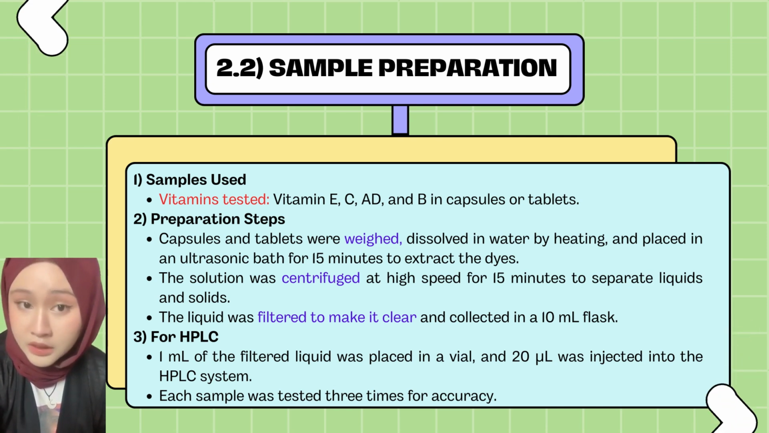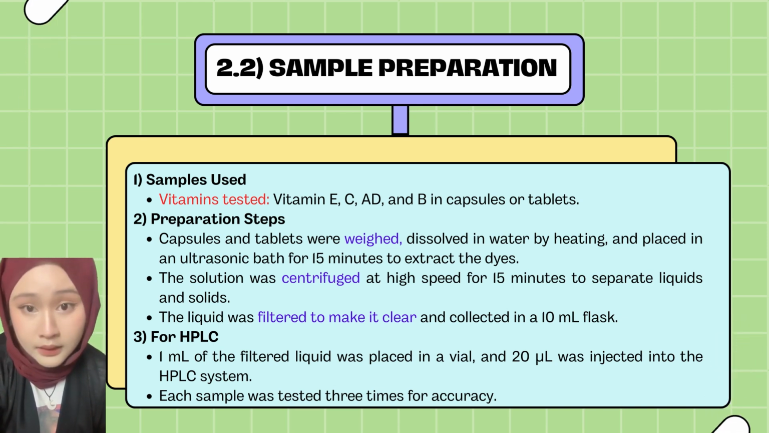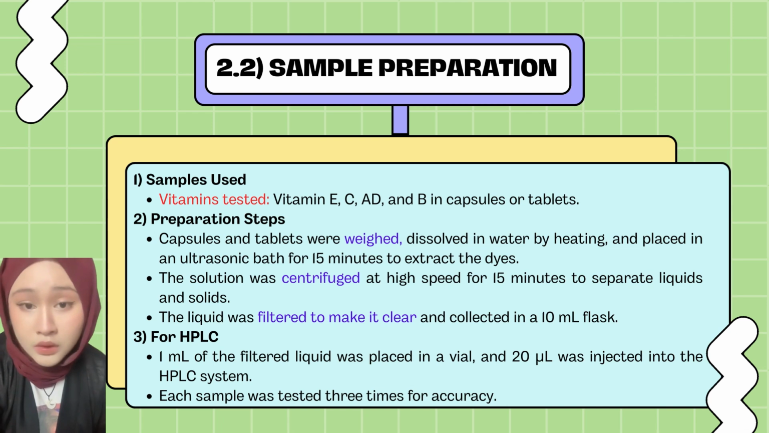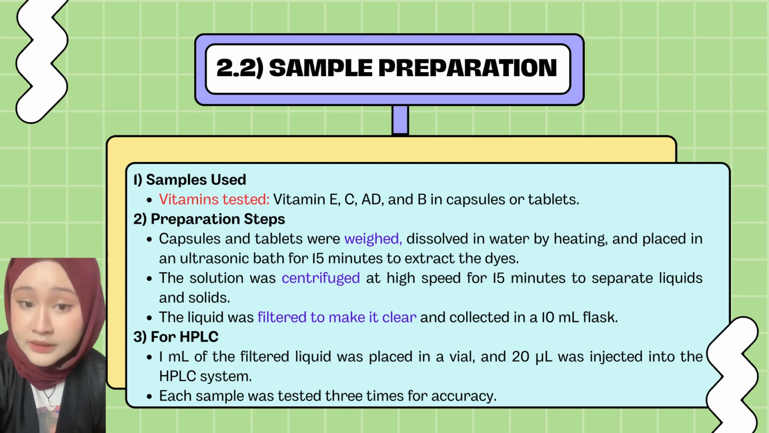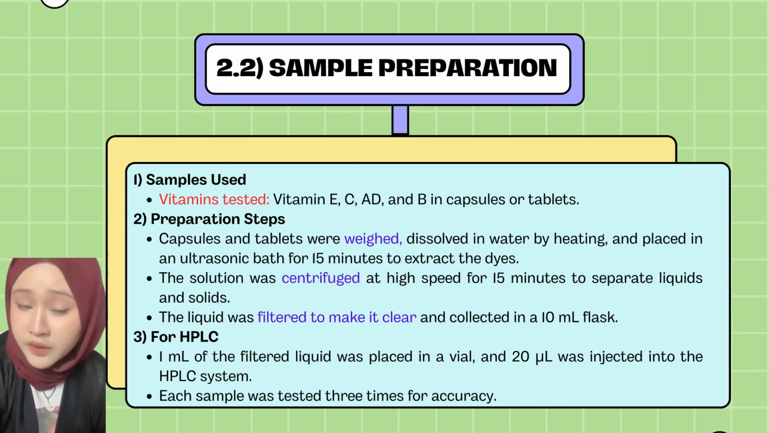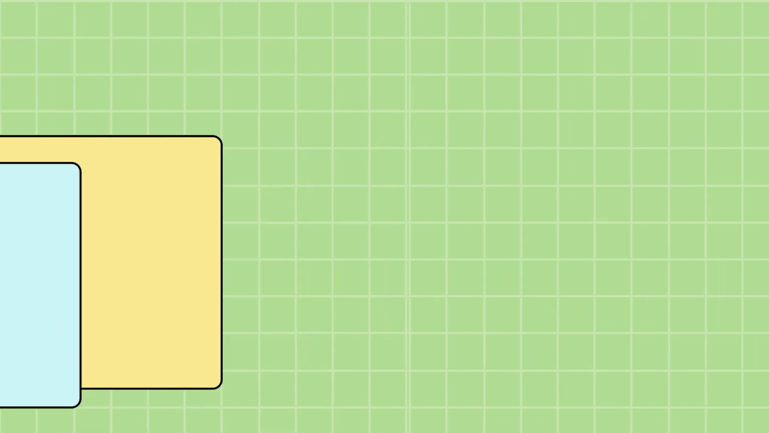After the extraction, the solution was centrifuged at high speed to separate any solid particles. Then, the liquid was filtered through a fine filter to make it clear. Finally, we collect the filtered liquid in a 10 ml flask. 1 ml of the liquid was transferred to an HPLC vial, and 20 microliters was injected into the HPLC system.